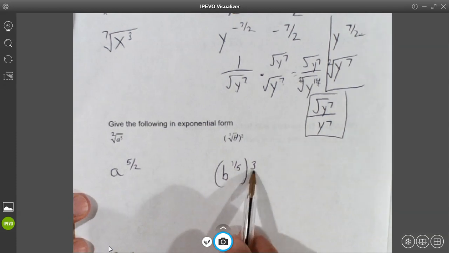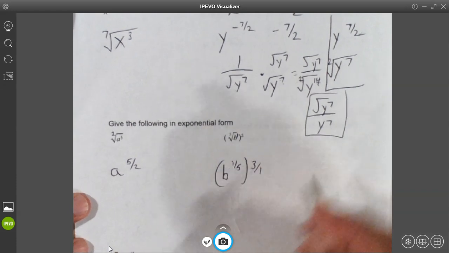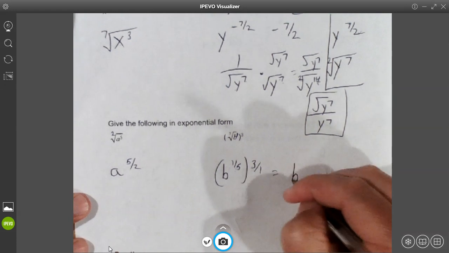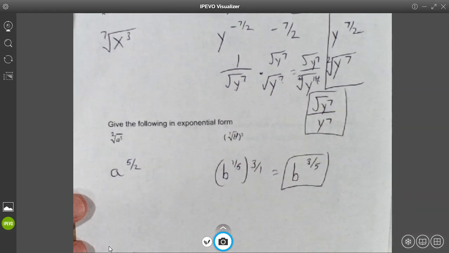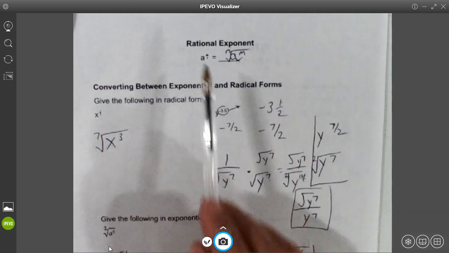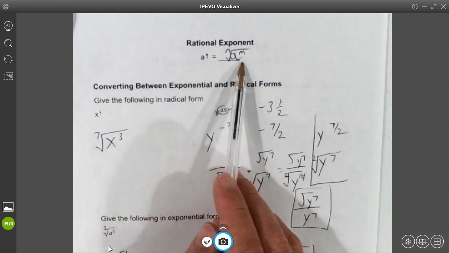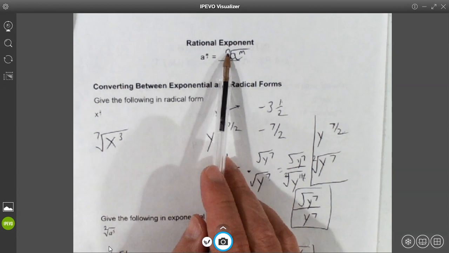Now I've got a property of exponents here. It says when I've got a power raised to a power, I can multiply these two things. So I can write that as 3 over 1. When I multiply 1/5 times 3, I get b to the 3/5 power. Okay, so make sure you can go from a fractional exponent to a radical expression, where that's the numerator of your fraction and that's the denominator.